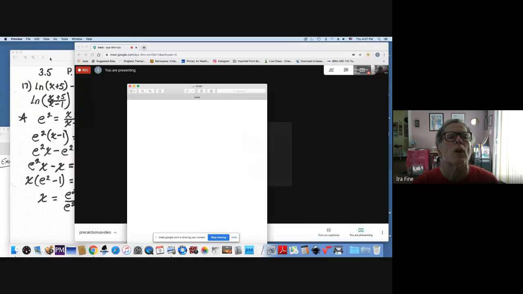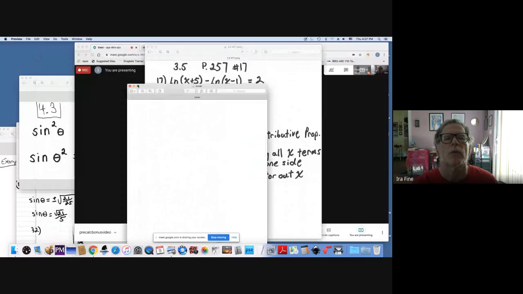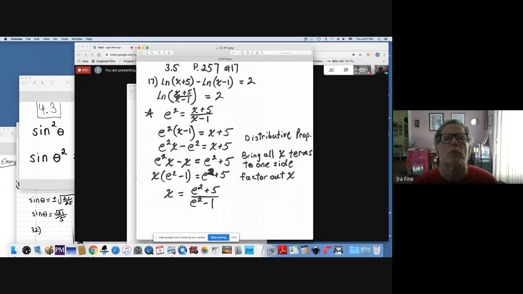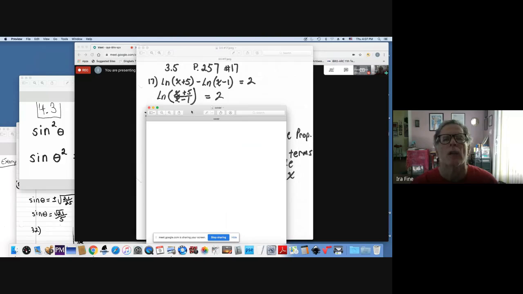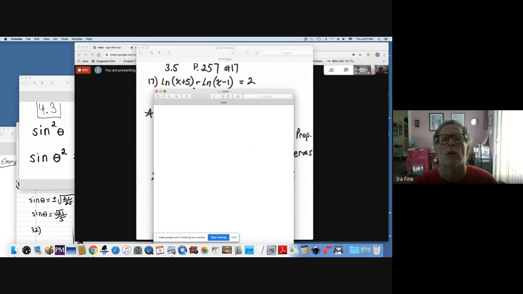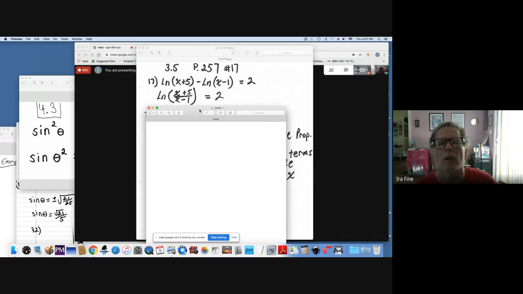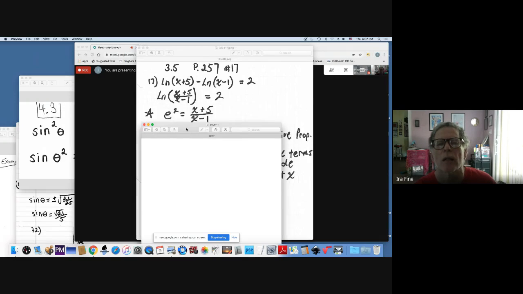So, the first thing I want to go over with you is, if you recall from chapter 3, section 5, there was this problem, number 17 on page 257. And this was the problem. We went over this in class, online class, so we can make it into one natural log. Then we could combine it into rewriting it, the base is e. So we could rewrite it: if the natural log of this equals 2, that means e to the second equals this, right?